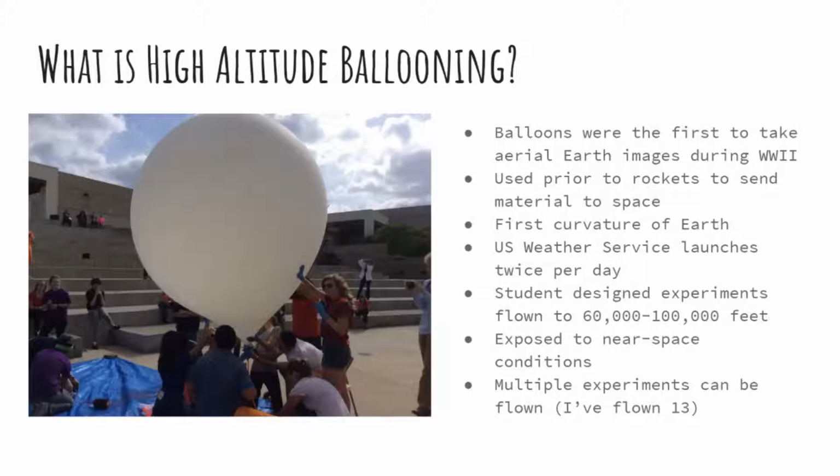So the US Weather Service launches 2 weather balloons a day from almost 100 different locations in the US and nearly 900 locations globally. Twice a day, these are launched and have been for years. So what I have students do is design experiments that are then flown to 60,000 to 100,000 feet, so approximately 19 miles upwards in the stratosphere, to be able to expose these experiments to near space conditions and make predictions about what those changes will be and quantify them after they get them back.